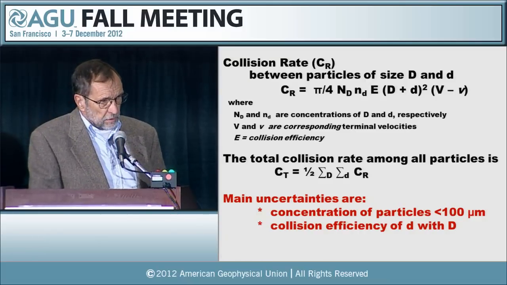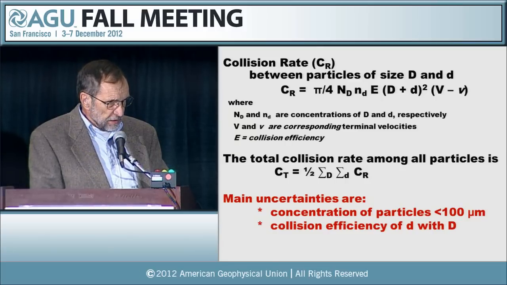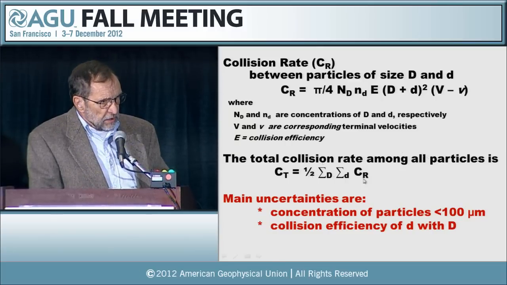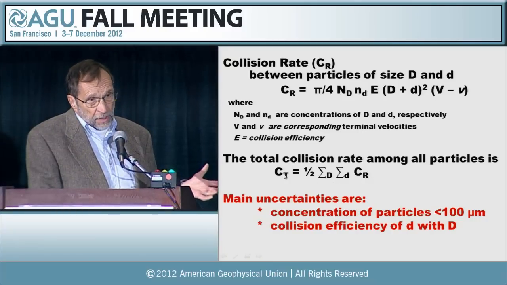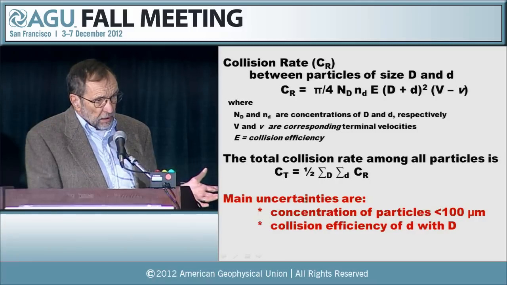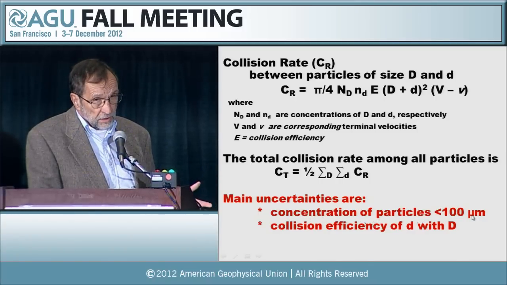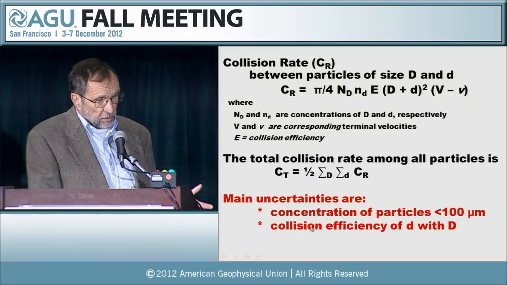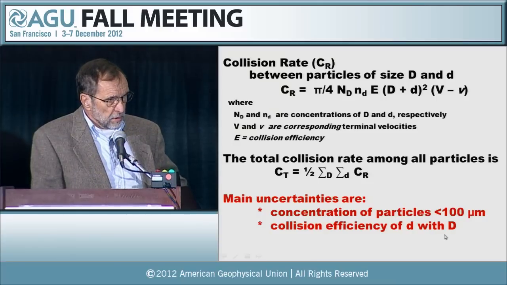If we want to look at the total collision rate, we need to sum over all particle sizes. But in terms of looking at the collision rate, the main uncertainties we have are the concentration of particles less than roughly 100 microns in size, which can be large, and also the collision efficiency of the smaller particles with the larger ones.